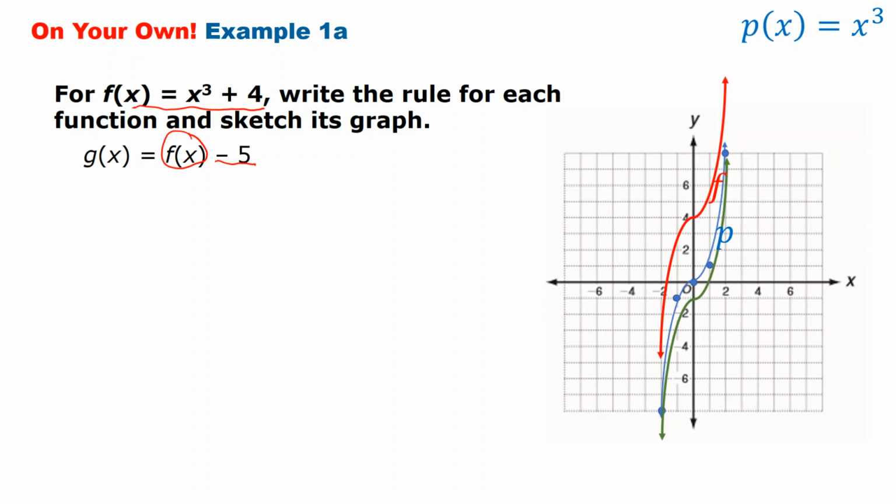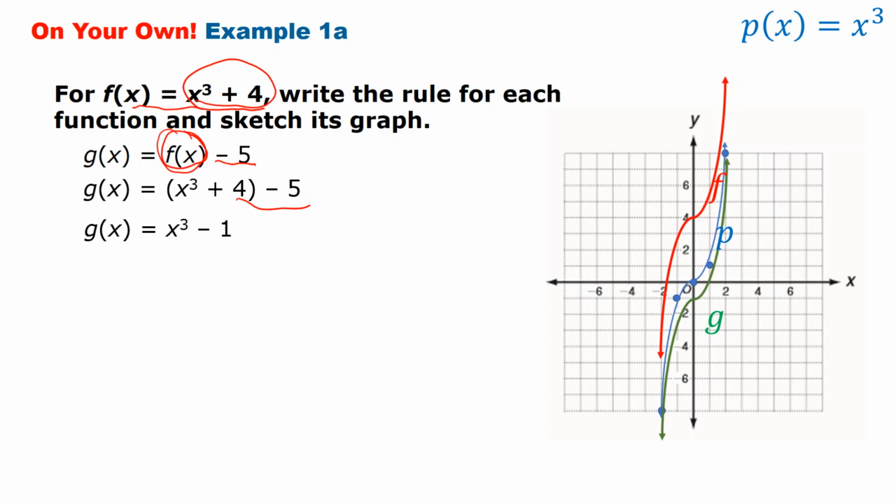And so there we have it. Let's go ahead and do the math part of it also. Let's label that g. All right, so let's take a look. When I substitute x cubed plus 4 in place of f of x, and now I add my like terms together, I end up with x cubed minus 1. And let's just check our g graph. When x is 0, y is negative 1. And sure enough, when x is 0, y is negative 1. And that's exactly where our graph landed.